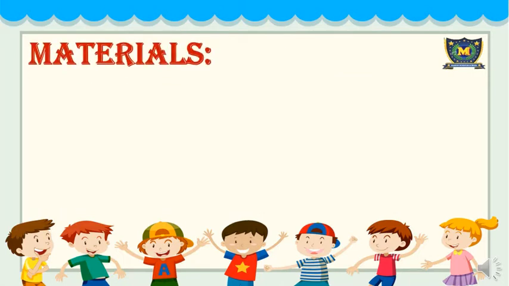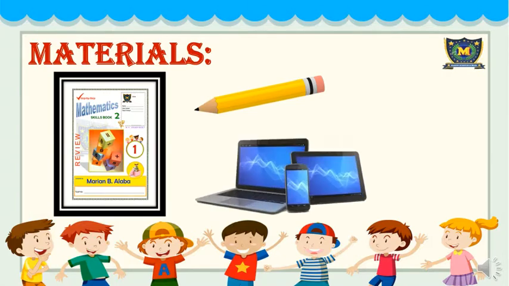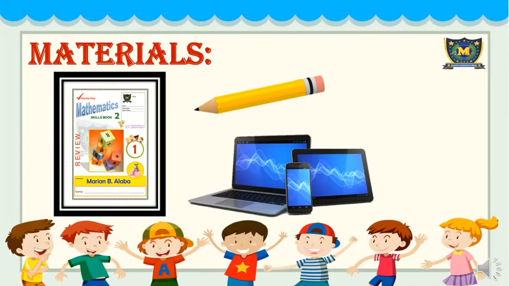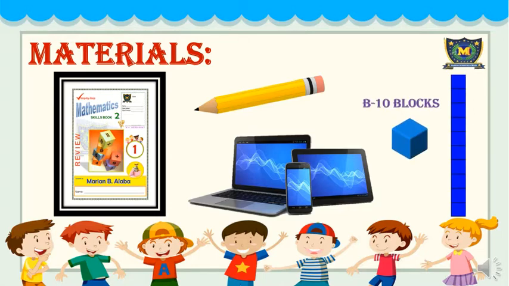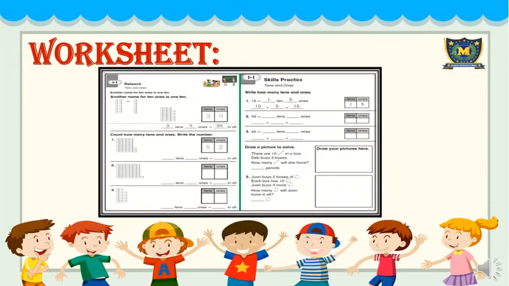Materials. These are the materials you need for this lesson. You need your Mathematics Skills Book 2 Set 1, a pencil, and either a laptop, tablet, or a cell phone. Then you need these building blocks, the unit and the rod. Worksheet. Take note of this page of your workbook because you are going to answer this page after this lesson. Now let's start the lesson.